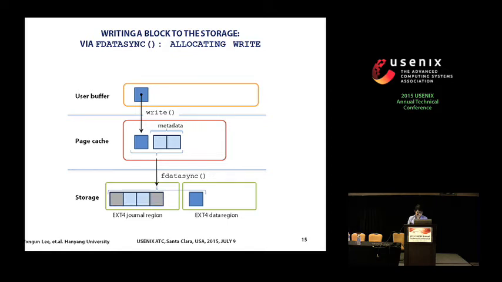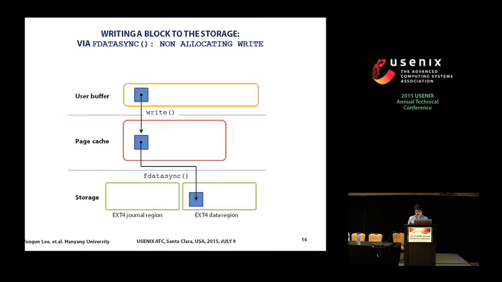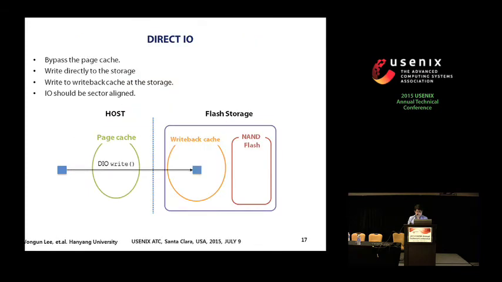fdatasync in allocating write is the same as the fsync case. But if there are no allocated blocks, the ext4 file system only writes data blocks. In buffered I/O write, the page cache is involved. Direct I/O, on the other hand, transfers data from user space memory to storage. However, one important constraint is that a direct I/O operation fails when the I/O size is not sector aligned.